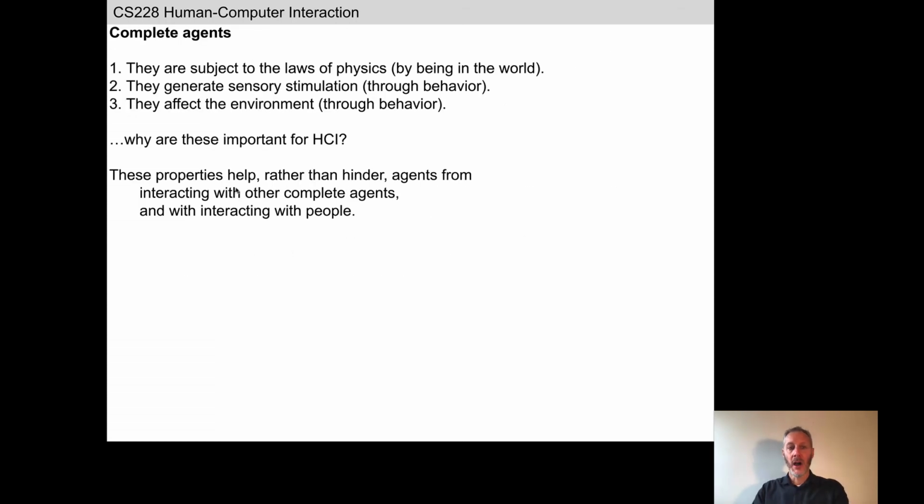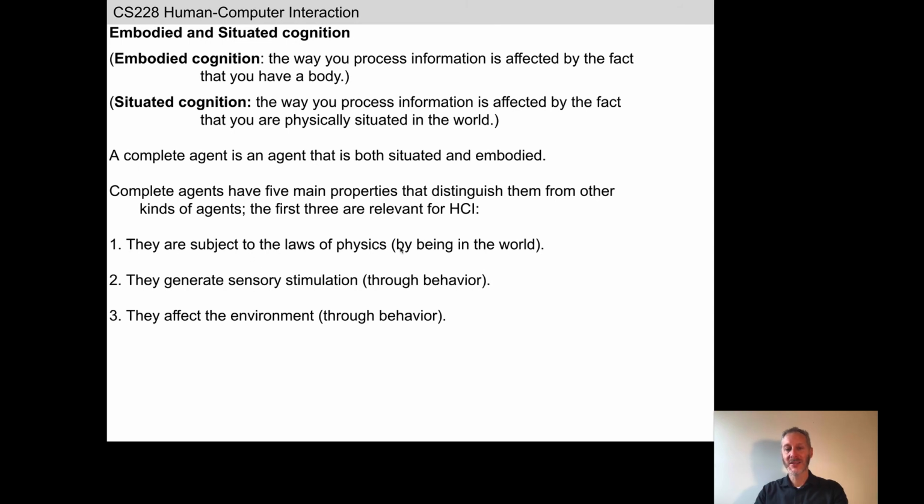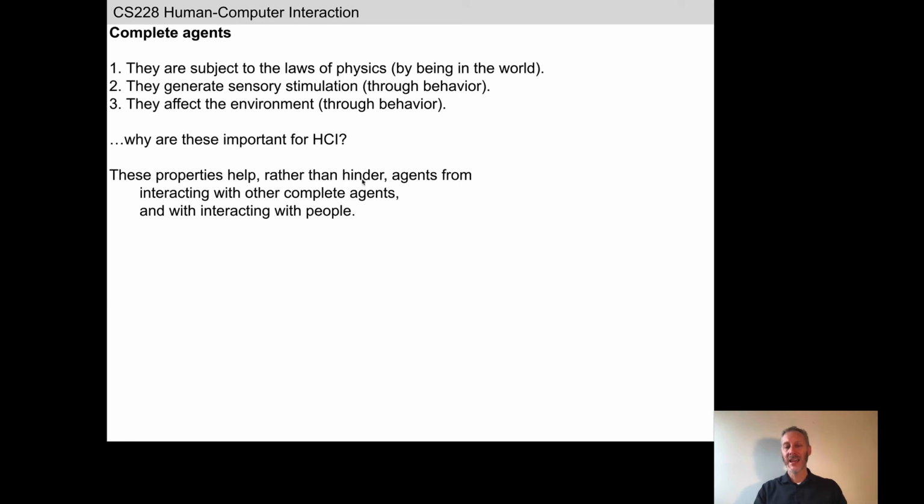Okay. So often, if you think about these things being subject to the laws of physics, so heavy things have inertia and they won't start moving unless they actually do something, it's often easy to think of these as hindrances, things that are making it more difficult for the agent to do what we want it to do. A more lightweight robot often seems a better thing than a heavier robot, which has more inertia, takes more effort to get going, and so on. As HCI designers, we're going to instead try and view these properties as potential facilitators rather than hindrances of the agent. Can we exploit them to get the agent to interact with other complete agents or interact with people?